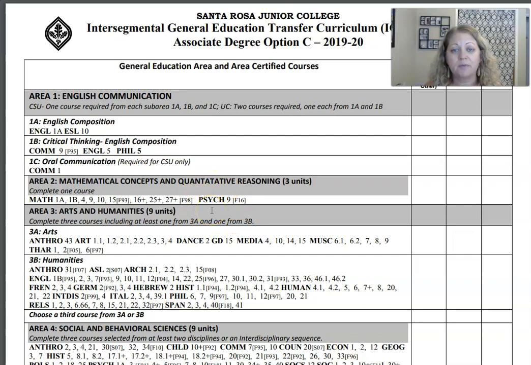Remember, math is determined by your major. So if your major wants, let's say, Math 9, you wouldn't want to take Psych 9, okay? So you want to save yourself as much time as possible, and that's why knowing what your major is and matching up any general education will help you. So if your major requires Math 9, you take Math 9 on the general education sheet and you save yourself some time. In Area 3, you need 9 units.